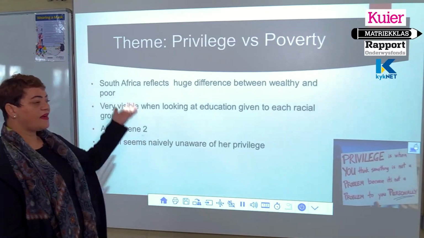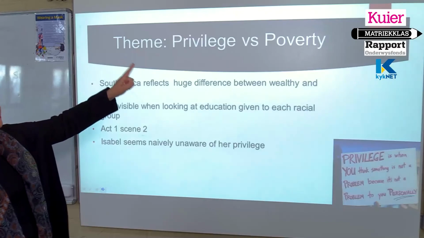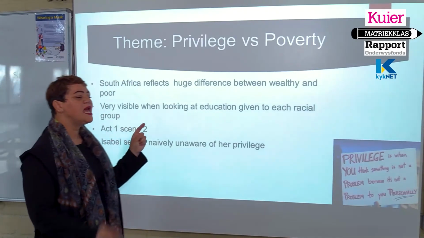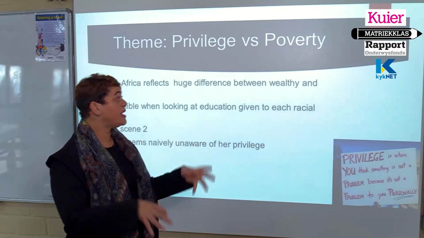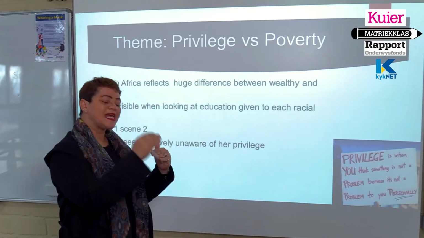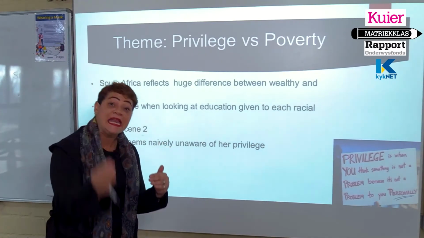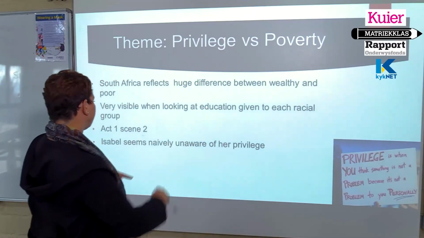Privilege versus poverty. I've covered that already as well. She's rich, he's poor. South Africa reflects the huge difference between those two. Remember, she comes from Kamdebo, he comes from Brakwater. Huge difference, even in just the way that the places look. Okay? And looking at the education, Bantu education. So can you see, grade 12? Are you able to see how our themes overlap? Although there might be 12 themes, they are interrelated, as is characterization, as is dramatic irony, as is any other element of the drama. All these are interrelated, okay?